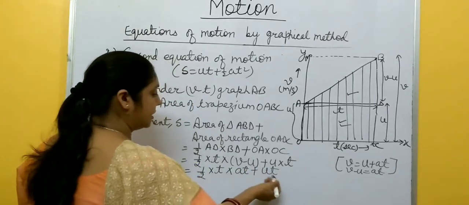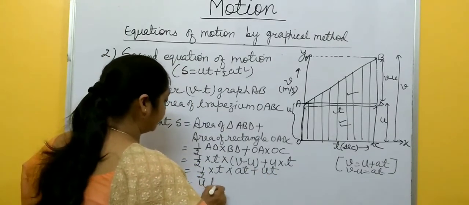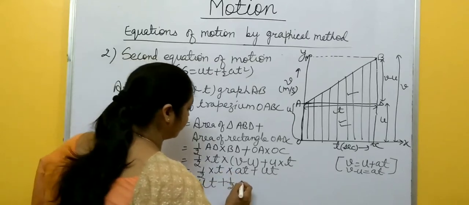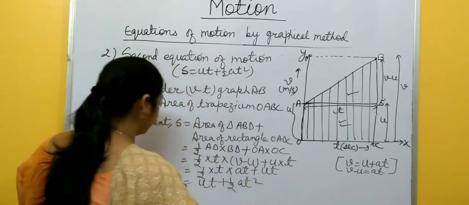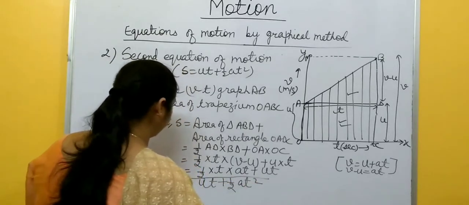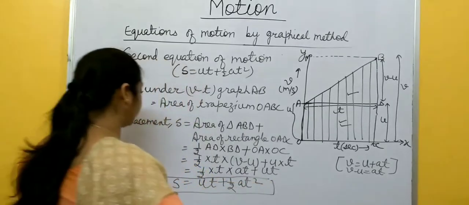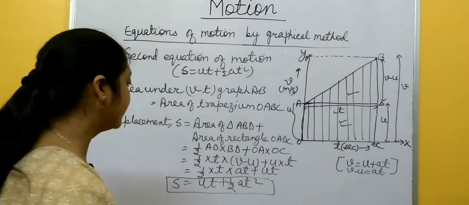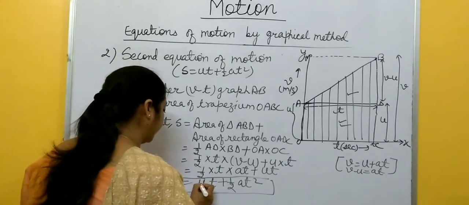So it becomes, you take UT this side, UT plus half AT square, right? And this is displacement S. In this way, you derive the second equation of motion, S equal to UT plus half AT square, right?